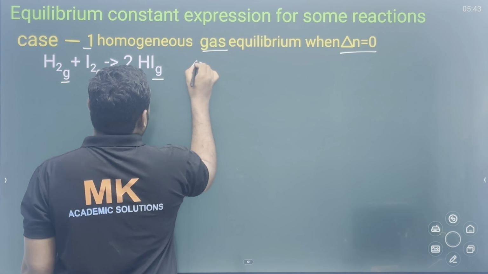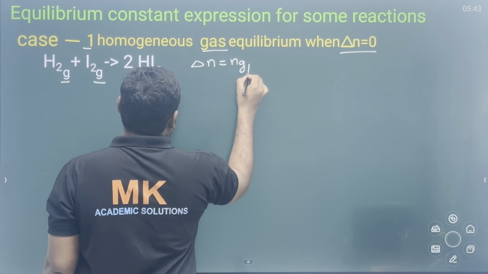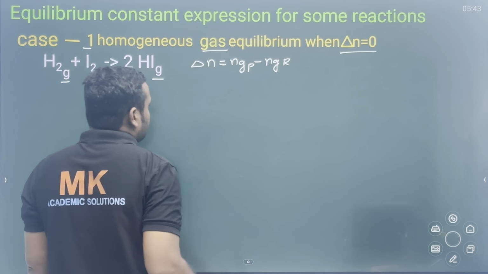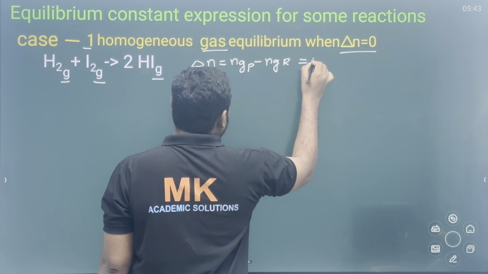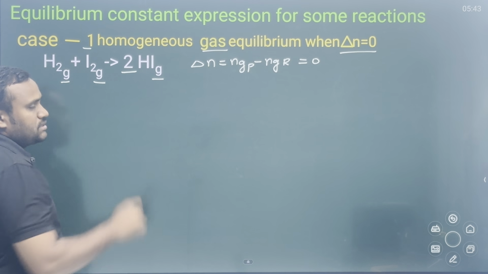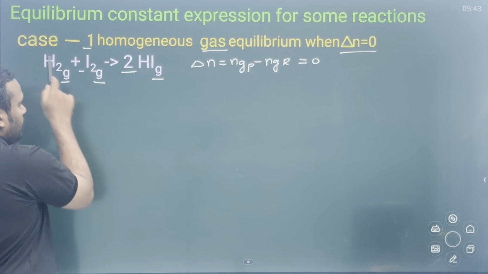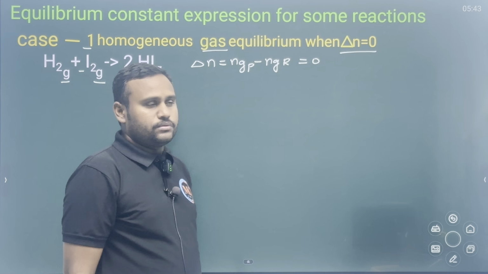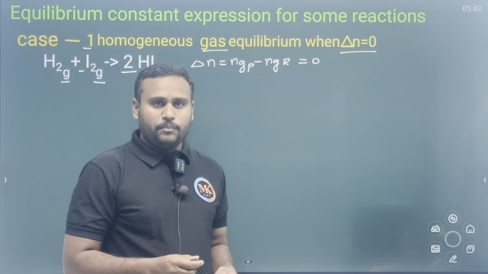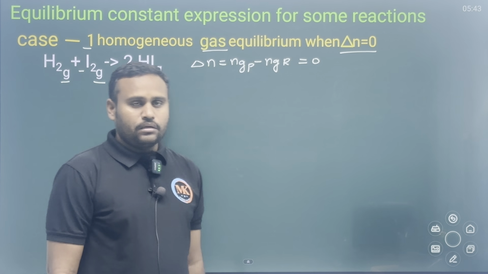See here, what is the delta n formula? Number of moles of gaseous products minus number of moles of gaseous reactants. This will become equal to 0. Number of moles of gaseous products are 2, minus number of moles of gaseous reactants, 1 and 1, in total 2. 2 minus 2, that is equal to 0. Now for this we are going to express the Kp and Kc, and we are going to derive the relation between Kc and Kp also.